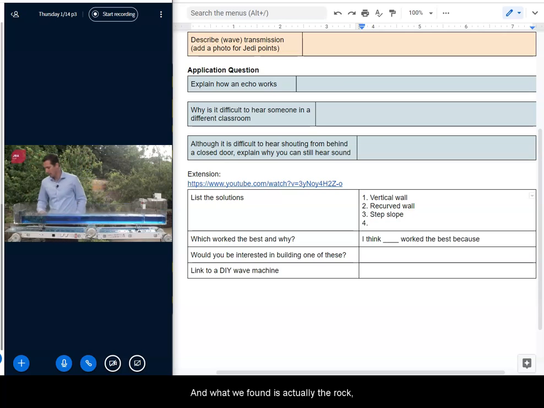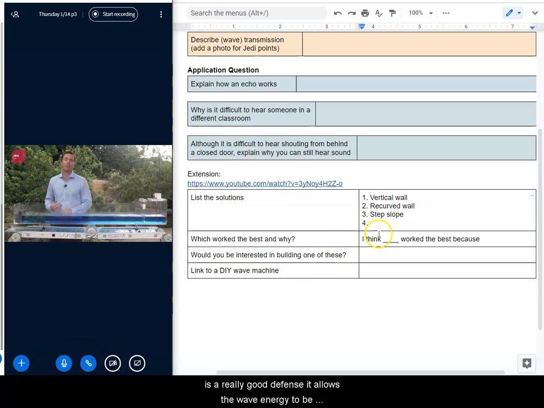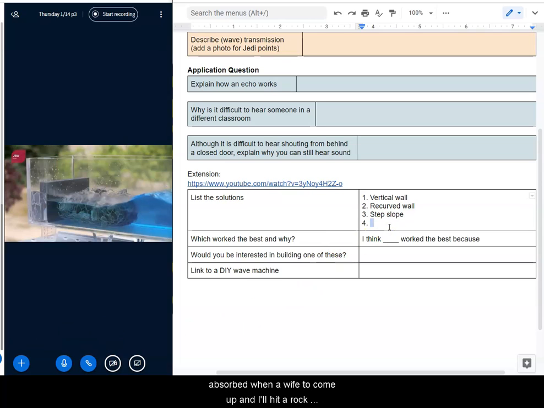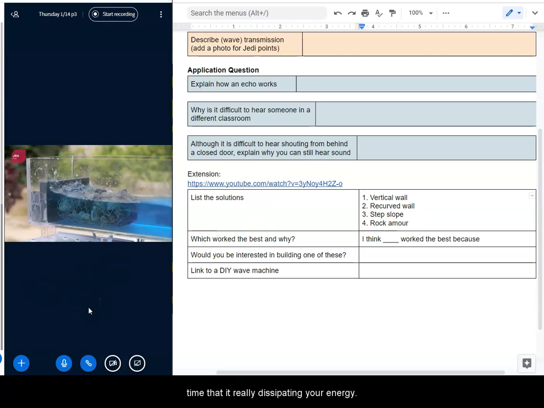And what we've found is actually the rock armour is a really good defence. It allows the wave energy to be absorbed. When the waves come up, they'll hit a rock, they'll go left, right, up, down, they'll hit another rock, they'll have to squeeze through gaps and change direction. And all the time they're really dissipating their energy.